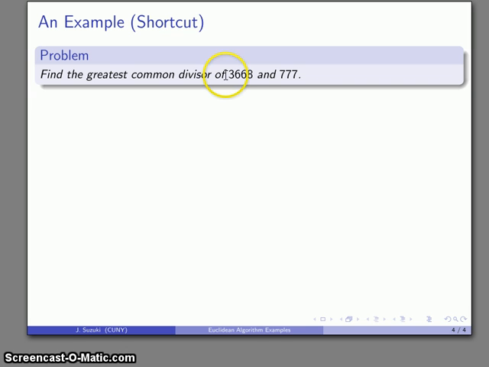So let's take another problem, find the greatest common divisor of these two numbers. And again, you might look at this number and immediately come up with a nice prime factorization for it.